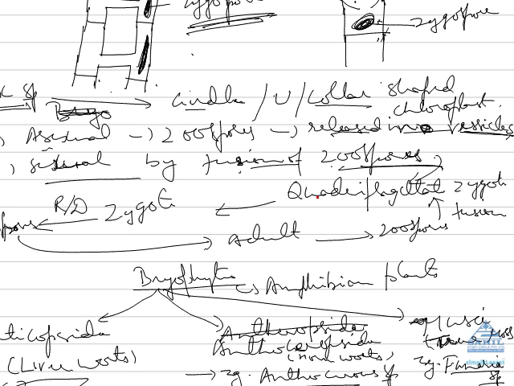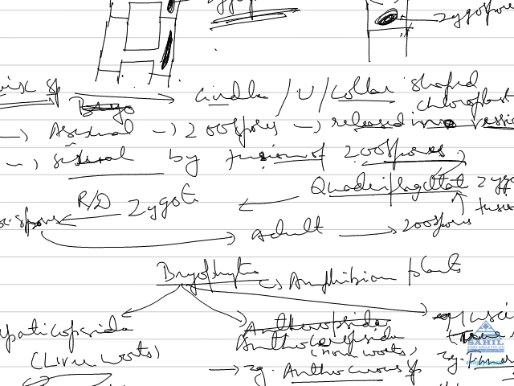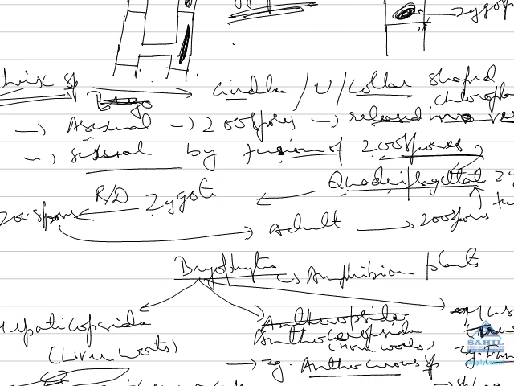On the fusion of gametes, we obtain a quadriflagellate zygote. This quadriflagellate zygote is converted into a zygospore. These zygospores on reduction division give us zoospores. These four zoospores form the adult plant, which again gives zoospores, and this life cycle goes on.